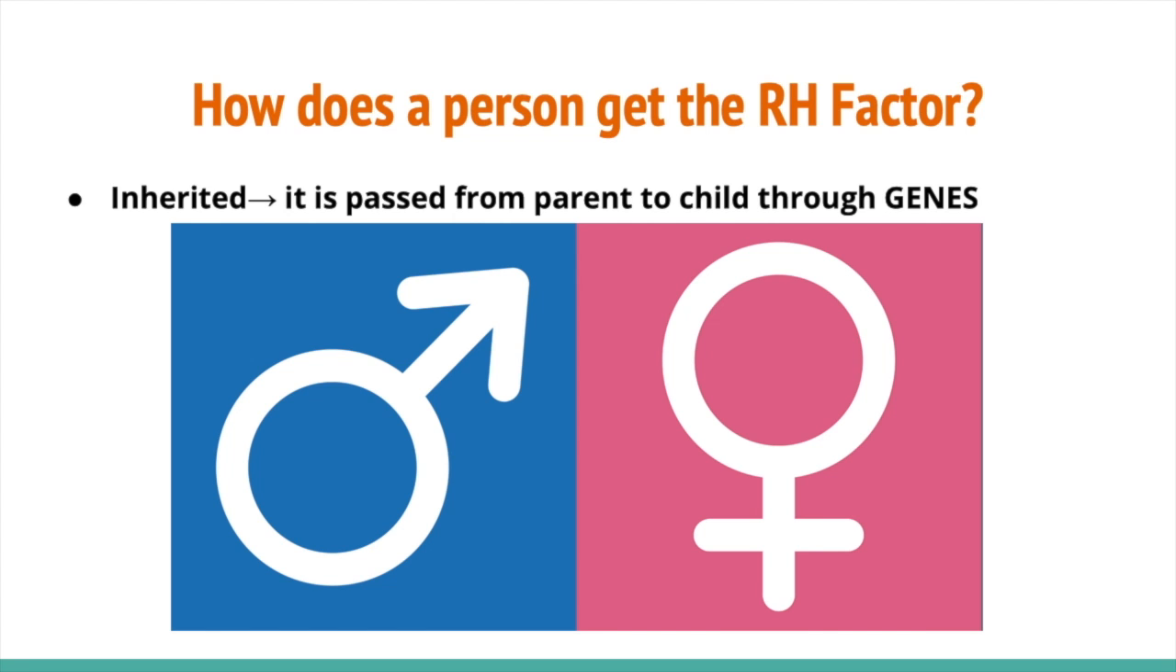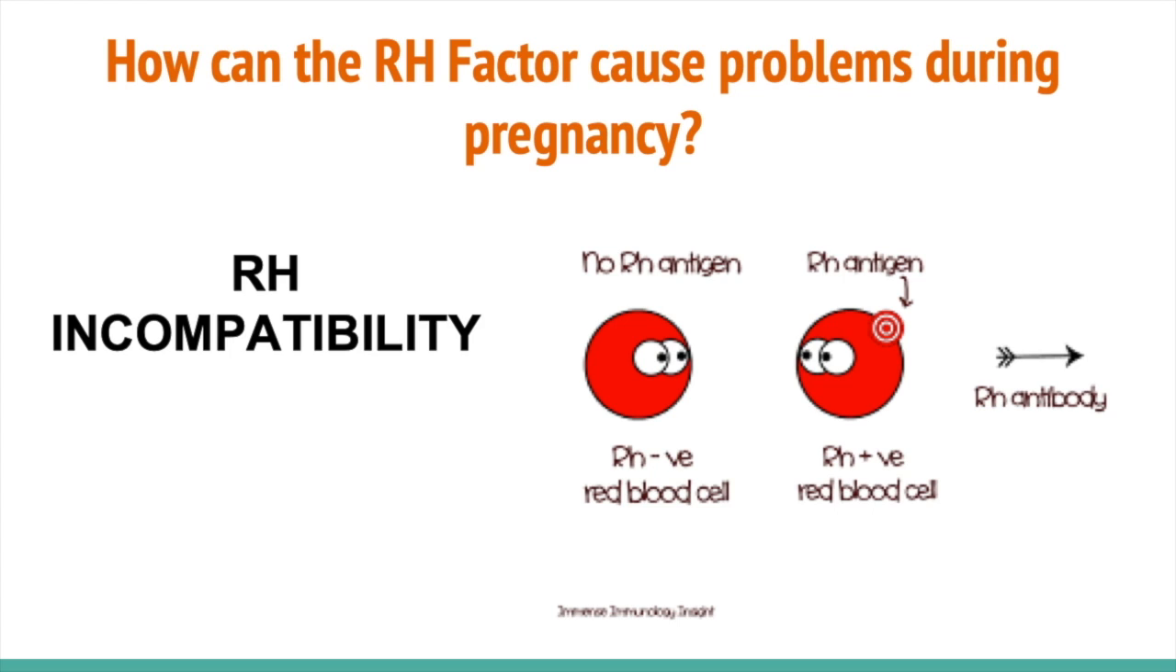How can the Rh factor cause problems during pregnancy? During pregnancy, problems can occur if you're Rh negative and your fetus is Rh positive. When a woman is Rh negative and her fetus is Rh positive, it is called Rh incompatibility. So if the blood of an Rh positive fetus gets into the bloodstream of the Rh negative woman, her body will understand it is not her blood, and it will fight it by making anti-Rh antibodies. And these antibodies will cross the placenta and try to destroy the fetus's blood.